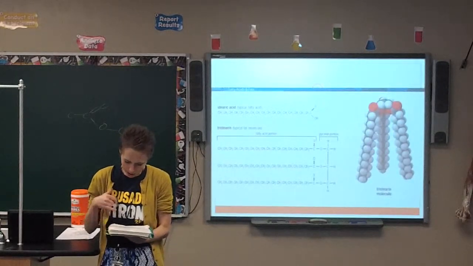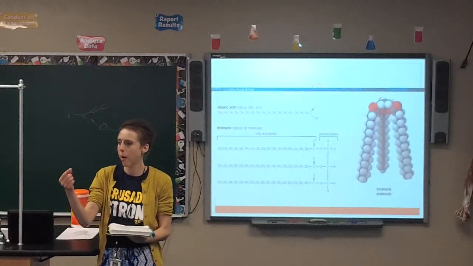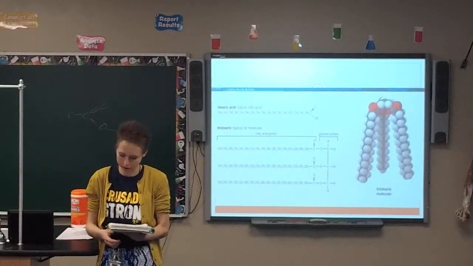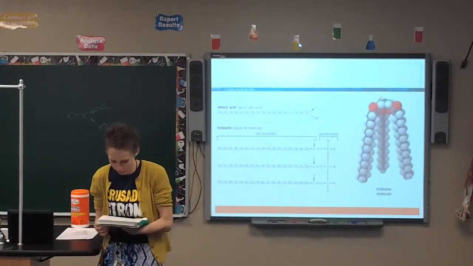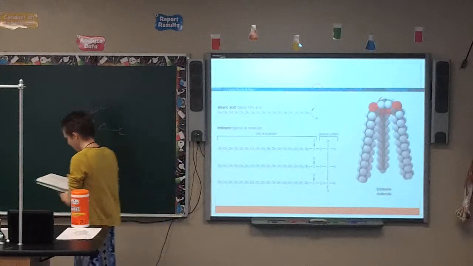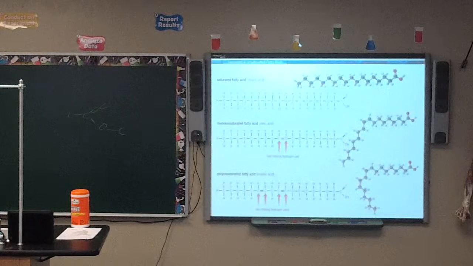Your book points out that if you have just one double bond, because remember the double bond allows it to where there's not as many hydrogens, we call it monounsaturated. If it's more than that, it's polyunsaturated. So your book's just pointing out the different ones. Your book also points out that typically unsaturated fats are better for you.